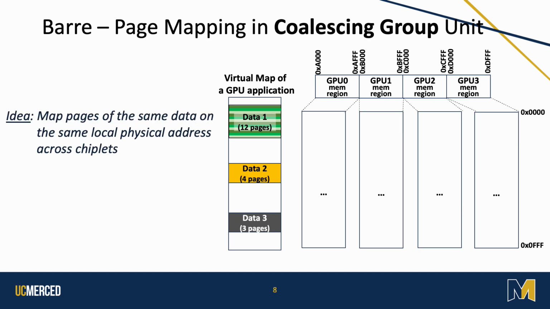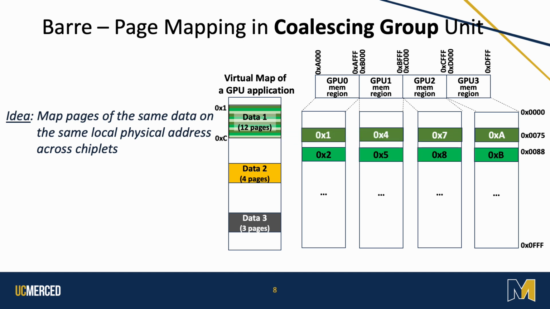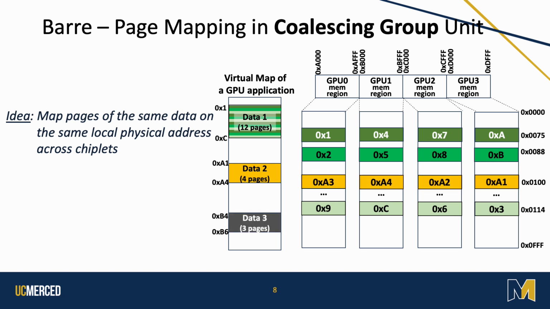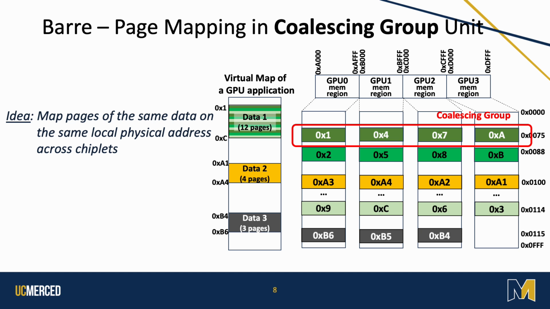We then introduce our key idea, the coalescing group. The idea is to provide a lightweight page allocation rule by mapping pages of the same data to the same physical location. Here, we intentionally enforce the same address to be allocated at the same physical location. For example, pages 0x1, 0x4, 0x7, and 0x8 are allocated at the same physical location 0x0075 at each GPU chip. And similarly, we process data 2 and data 3. We call those page groups that we enforce to look at the same position a coalescing group, and because they are at the same physical location, we can infer the other 3 addresses when we finish translating any one of them.